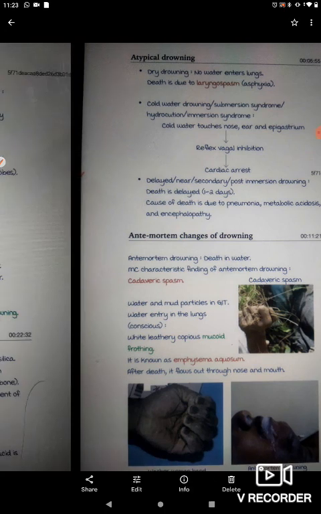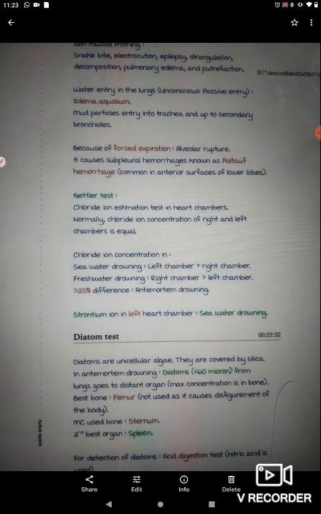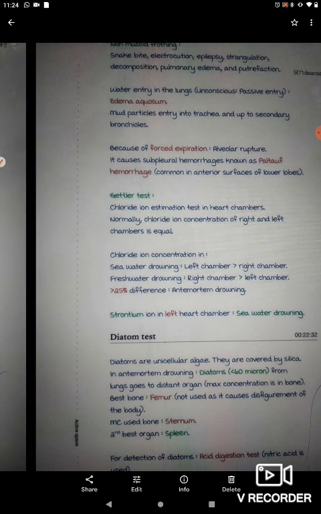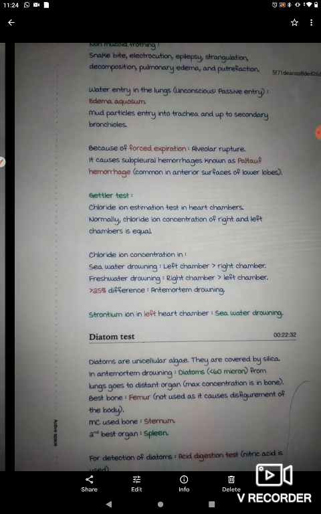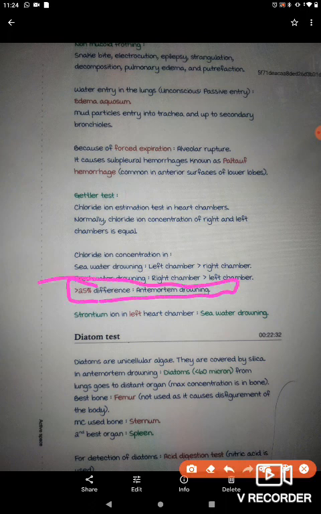It is emphysema aquosum and edema aquosum when unconscious. Emphysema aquosum when conscious. And we have seen the snake bite, strangulation, epilepsy, decomposition, putrefaction, pulmonary edema, electrocution, epilepsy. That was non-mucoid froth. And force expiration, the rupture of the alveoli. Then we have seen the Gettler test. The left chamber was high in the seawater drowning, and the right chamber was high in the freshwater drowning. More than 25%, this point is to be known. More than 25% in the chlorine concentration is suggestive of antemortem drowning.